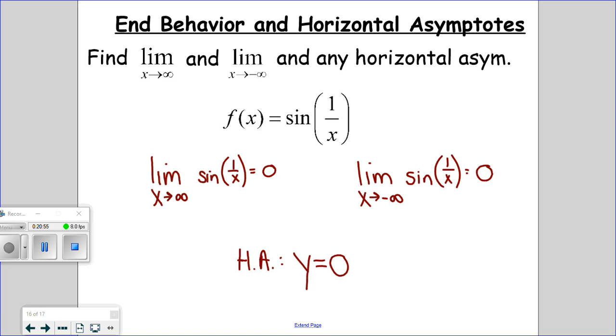Now, is it always going to be that? What if I change the function to cosine? If I change the function to cosine, is this going to stay 0? What's cosine of 0? 1. So it would not stay 0, right? That was dependent on our trig function there. Any questions for me?